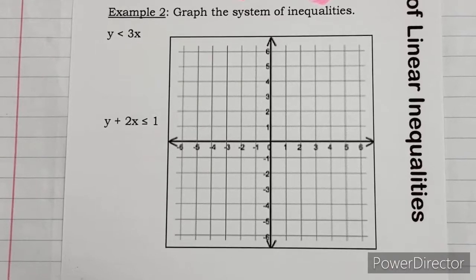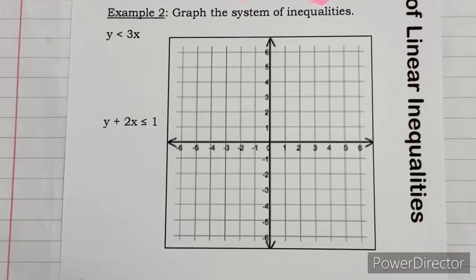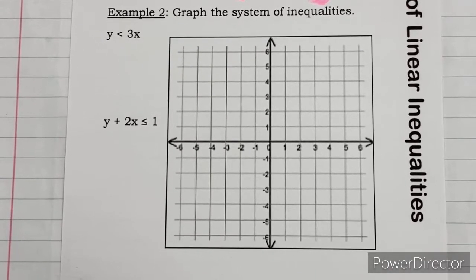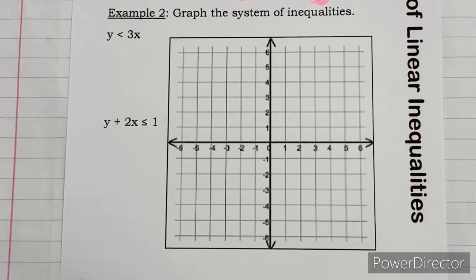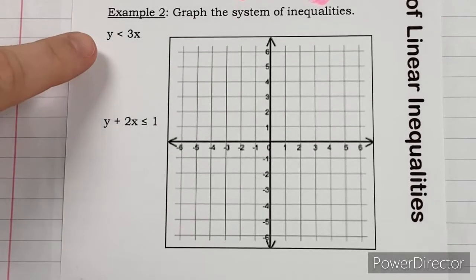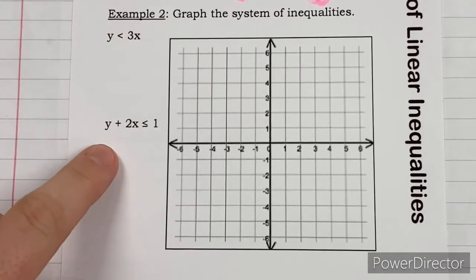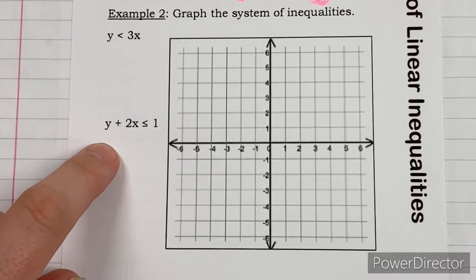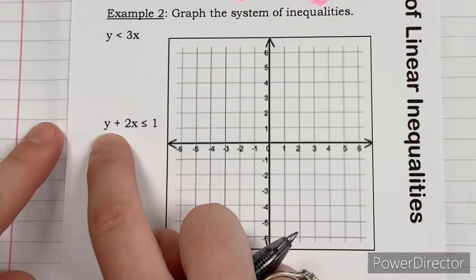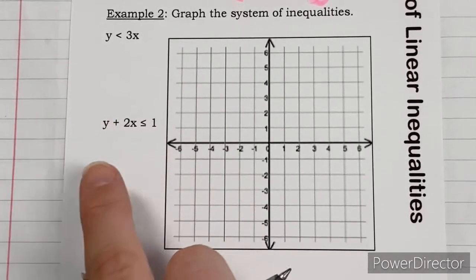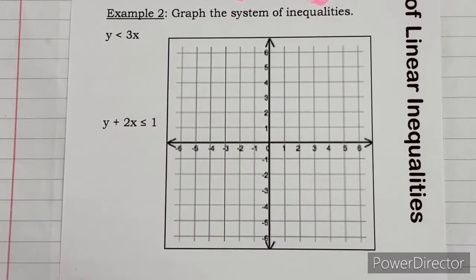Okay, so now we're going to talk about example number 2. The first thing, remember, is to check to see if they are in slope-intercept form. The first one is in slope-intercept form, but this second one right here is not in slope-intercept form because this y is not by itself. So let's go ahead and fix this one before we graph anything.